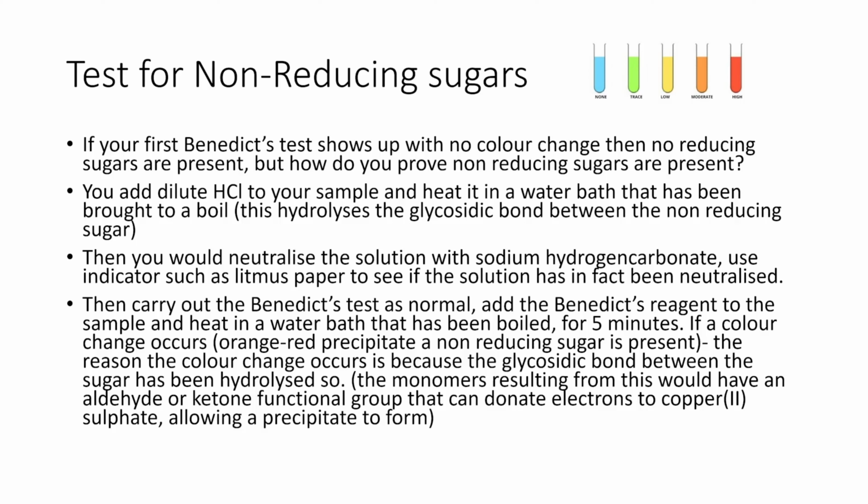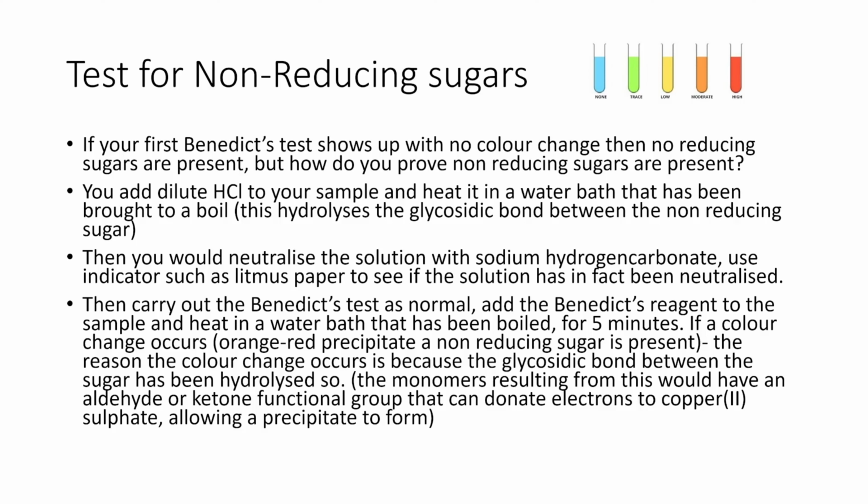Now this hydrolyzes the glycosidic bonds between the non-reducing sugar, resulting in its monomers. Now as it results in its monomers, that is the reducing sugar, hence would result in a colour change later on. So after you've done this, you would then neutralise your solution with sodium hydrogen carbonate, as Benedict's reagent does not work in an acidic environment. After you've added the sodium hydrogen carbonate, you would use an indicator such as litmus paper to see if the solution has in fact been neutralised.